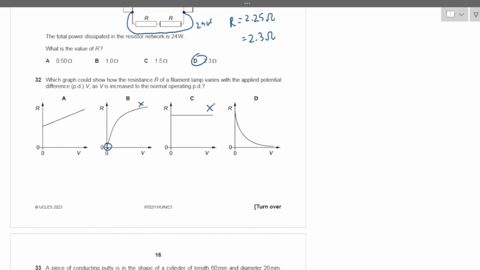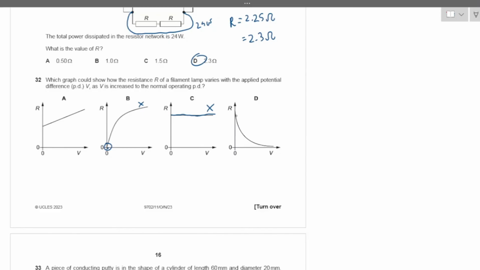Similarly, C looks wrong. Resistance won't be constant at all. Over here, we can see that there is no change in resistance. Resistance is being constant. That doesn't make sense. Resistance does not remain constant, right? Then you have option D, which looks a bit convincing. So now let's see from D and A which one makes most sense.